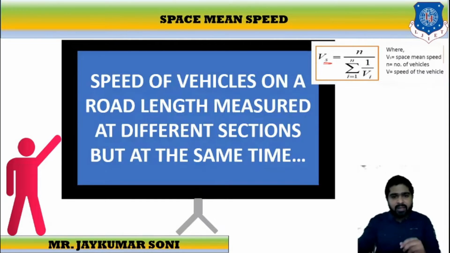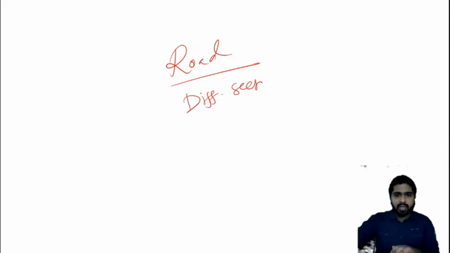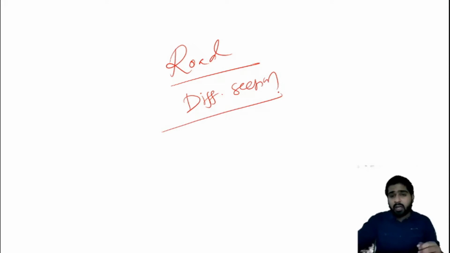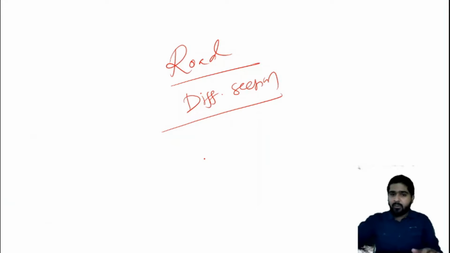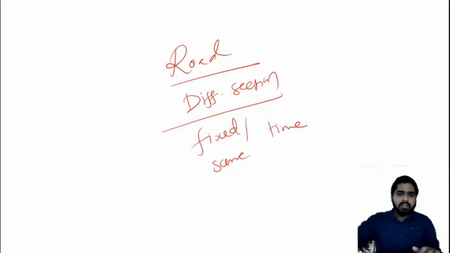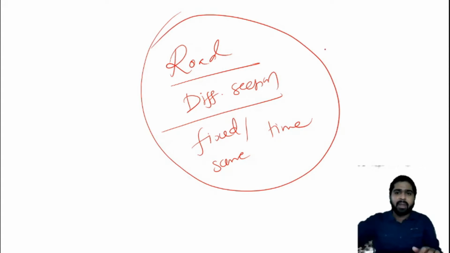So the first word is the speed of the vehicles on the road length. Second is different sections, and third is the same time. Road, different sections, and same time. What do you have to remember? Road, different sections of the road. And what was the third word? The time is not variable, it is fixed, the same time. This is how you can understand the concept of space mean speed.